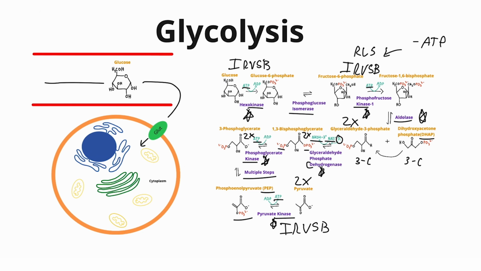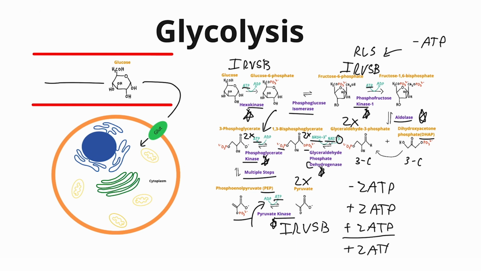So in the beginning, we used up 2 ATP at that first and third step. But then later on, we created 2 ATP at this step and this step. So that actually happened twice, giving us a net gain of 2 ATP. We also created 2 NADHs at this step here. And then at the end, we created 2 pyruvates.